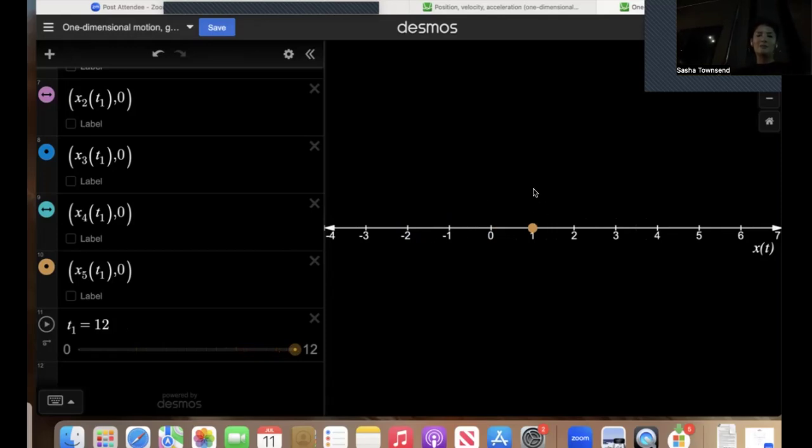I'm always thinking of a person. I wish I could draw a little, what is it, stick man. I'd draw a little man here walking back and forth on the x-axis, but we can play that again.